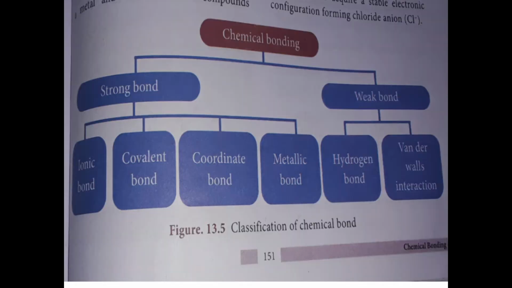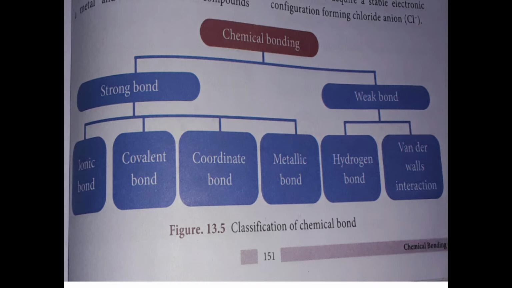When two or more atoms bind together to form a molecule, the atoms are close together because of force of attraction, and that attraction is called chemical bond. There are two types of chemical bond: one is strong bond, another one is weak bond. Depending upon the bond, their characteristics and properties will differ.